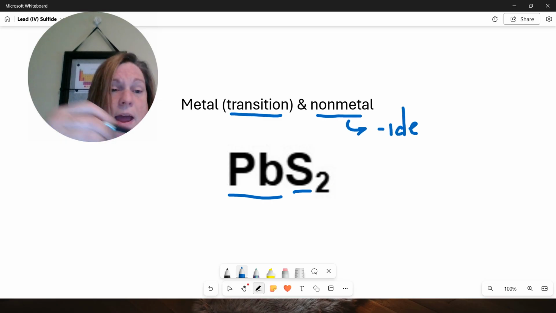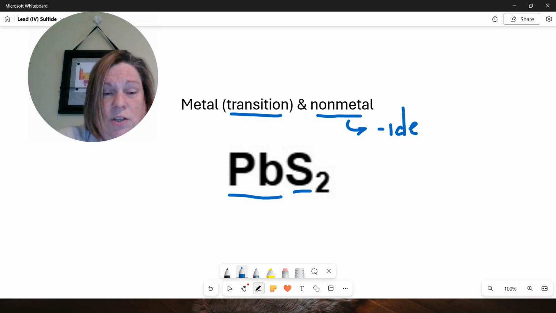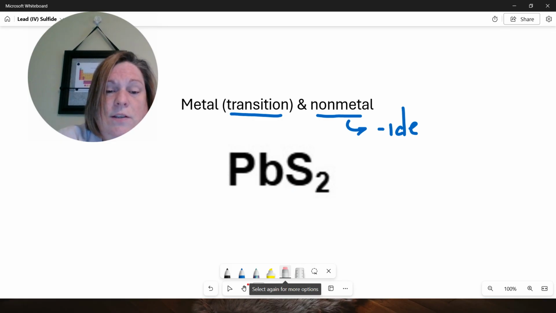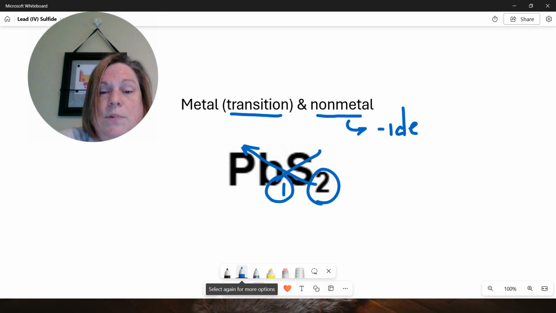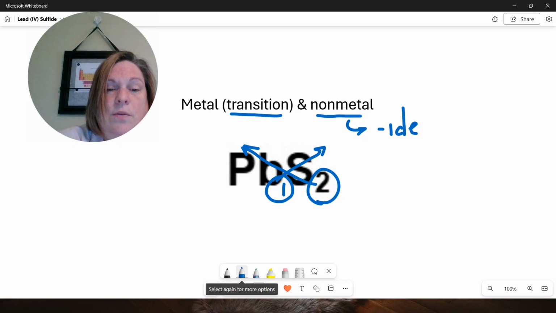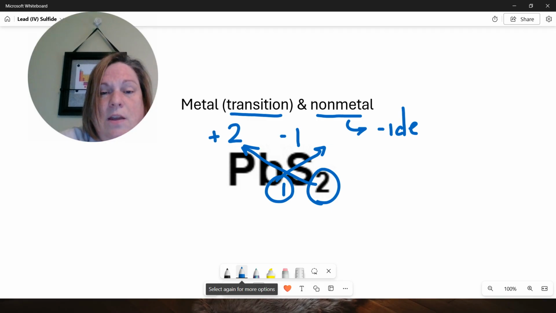So harking back on the video that I talked about oxidation numbers, we are going to have to cross up the subscripts. The subscripts that are seen in this compound are here. There's no number there, so we assume a 1. And then, of course, the 2. We cross the number up to the opposite ion. So the 2 is going to come up here. The 1 is going to go there. The first one is going to be positive. The second one's negative. The final step is checking the one on the right.